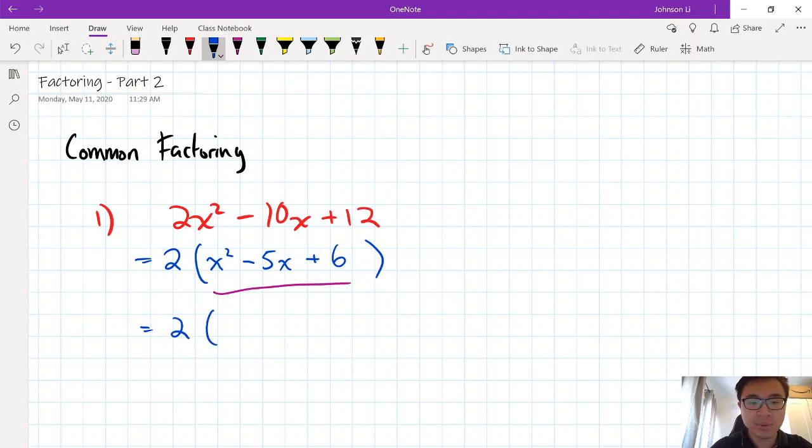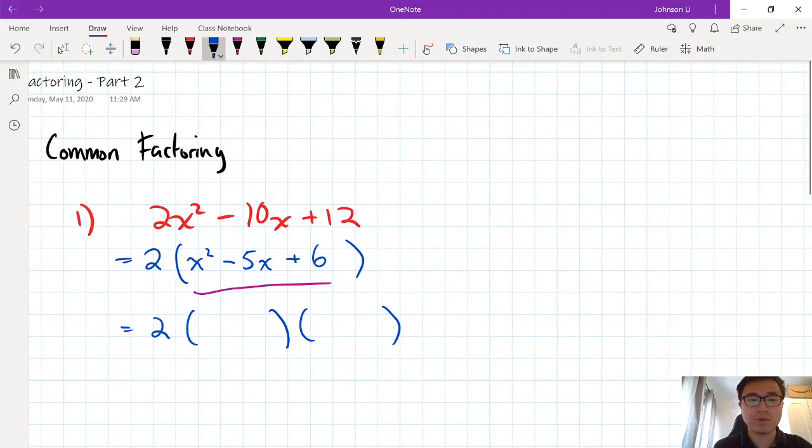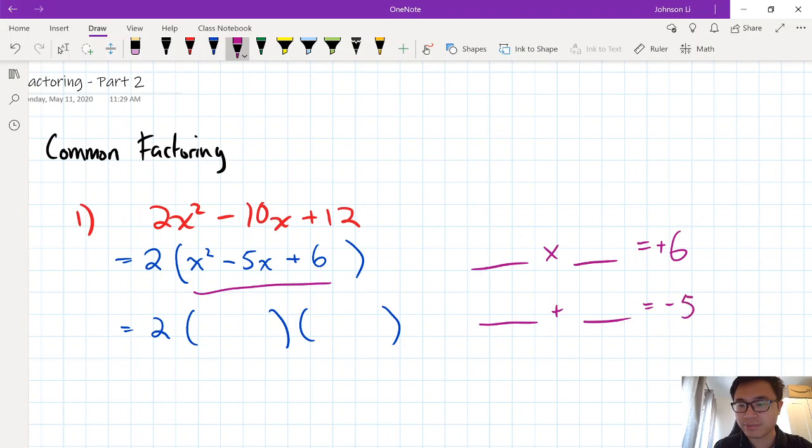Okay, what we can do now is just carry on with the tactic from before, where we find two numbers that would multiply to our last term and add to our middle term of -5. So why don't we do that? So we want two numbers that would multiply to our last term of +6, okay, and add to -5. Okay, so what are all the numbers that multiply to 6? There's 1 and 6, 2 and 3.